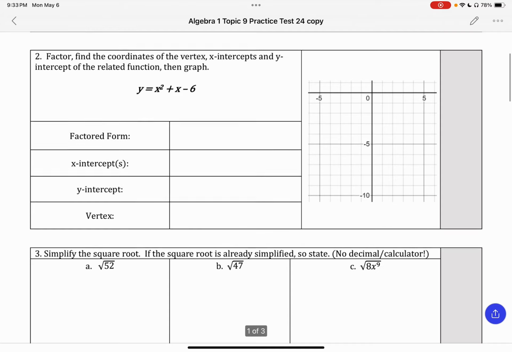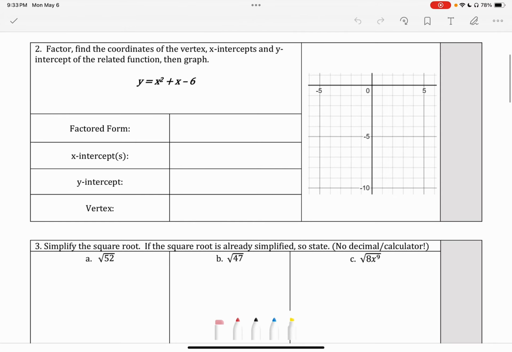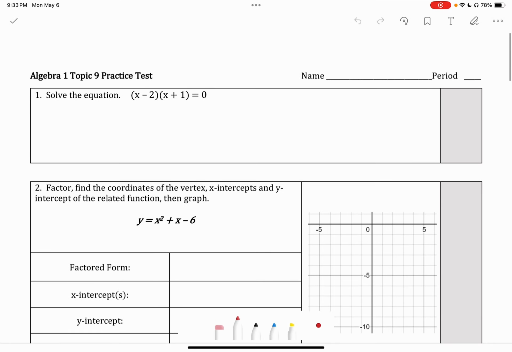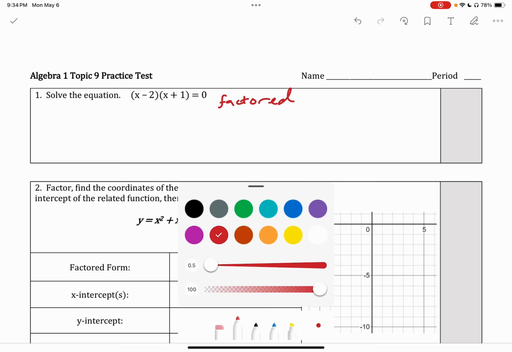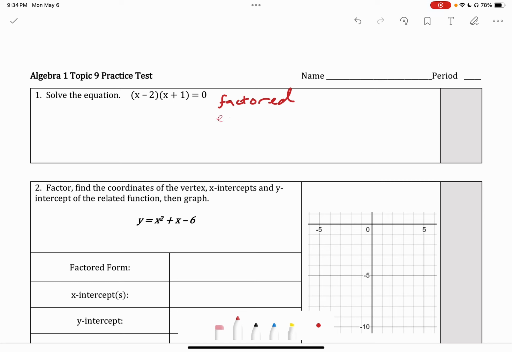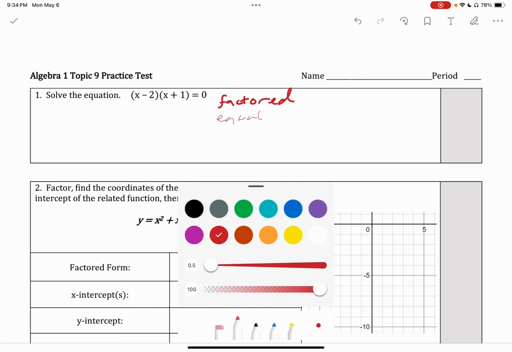All right, let's take a look at the practice test here. The first question was just solve the equation (x minus 2)(x plus 1) equals 0. It's already factored, and it's already equal to 0. Let's see if we get the right pen.